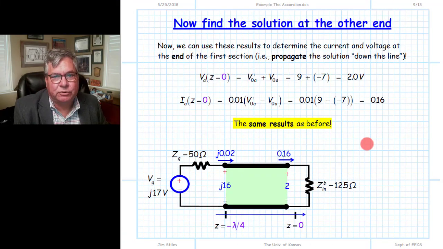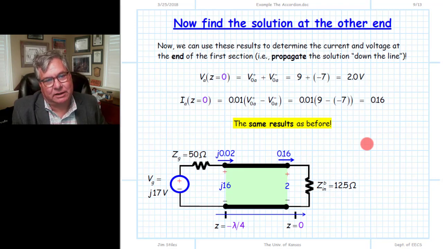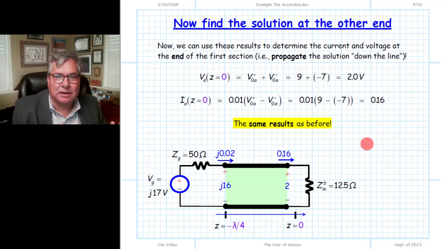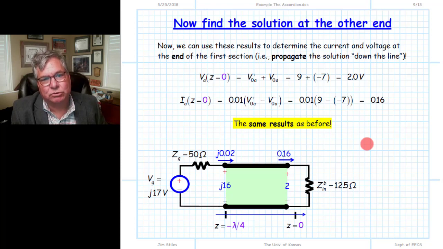Now that we have solved for the 2 unknown wave amplitudes, V0 plus and V0 minus, we can determine any and everything along that transmission line. We can determine voltages anywhere, currents anywhere, impedances anywhere, line impedances anywhere, reflection coefficients, plus wave, minus wave. Again, once we have those 2 unknown constants, everything about the transmission line now becomes known to us.